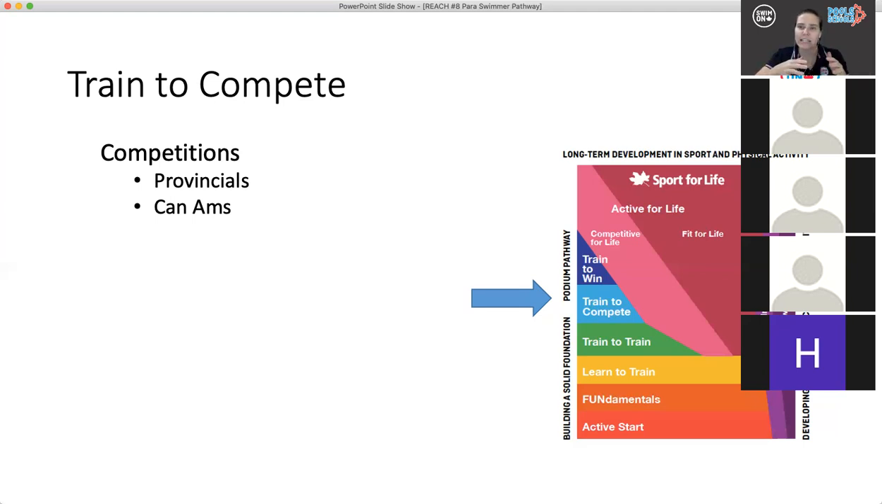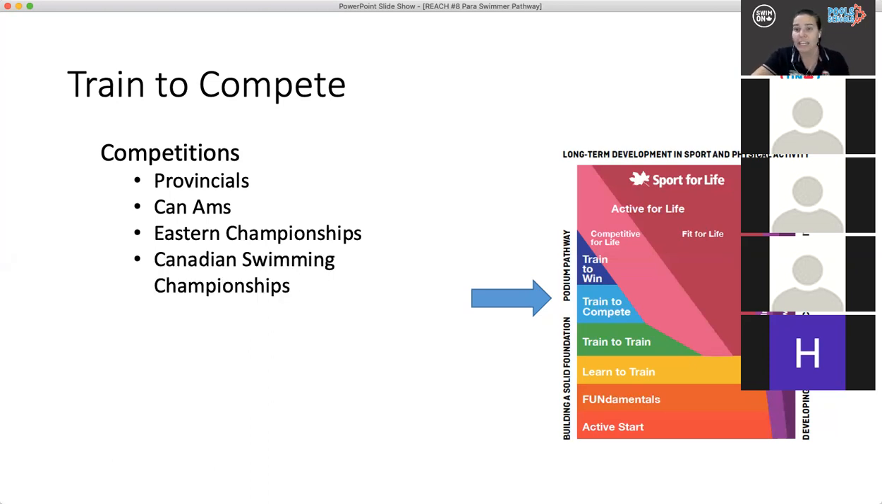Standards for Can-Ams tend to be between provincial standards and Easterns. Depends on the classification. Canada does not have sole control over those standards, so that's why they're a little bit all over the place. Eastern Championships is that next level up on the way towards nationals. Canadian Swimming Championships is an integrated meet, so we have mainstream and para athletes competing at the same level, which is an amazing step in the right direction of highlighting our elite para swimmers.